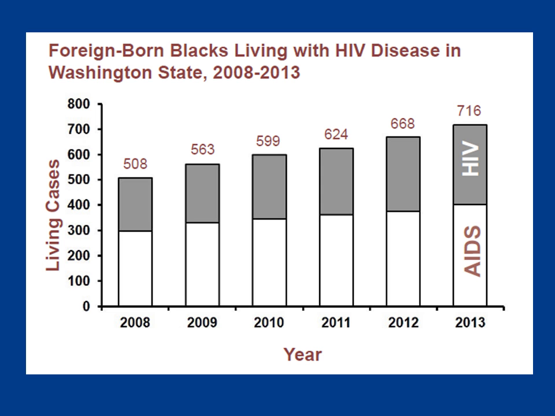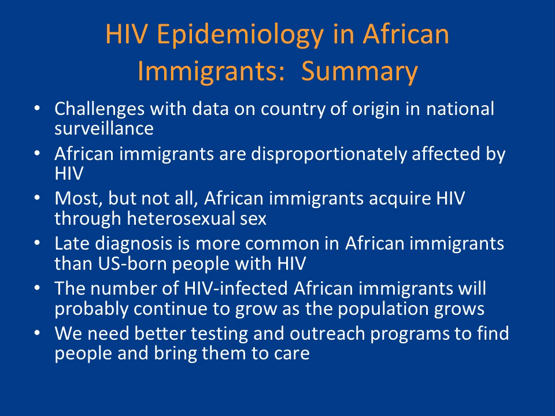I'm going to skip this slide. I'd just like to summarize with a few points. Definitely, we have challenges in the U.S. in terms of looking at national data because of the issue around country of origin. We do know that African immigrants are disproportionately affected by HIV in the U.S., and most, but probably not all, well, definitely not all, African immigrants acquire HIV heterosexually.